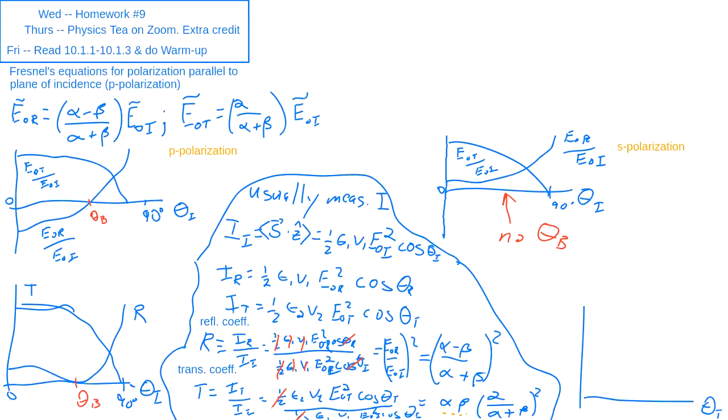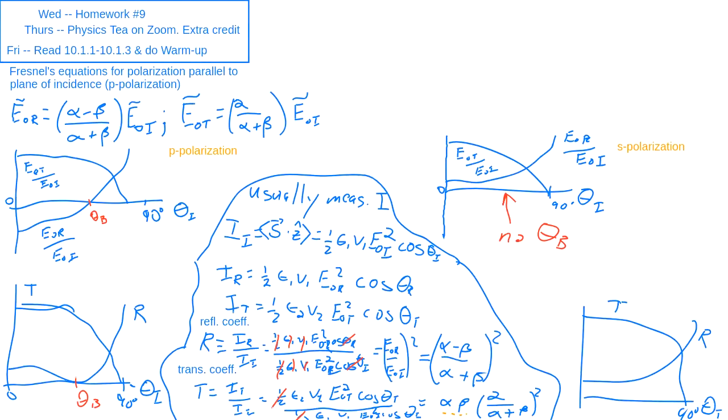For our S polarization, it's going to be a lot simpler though. This just starts off here and rises up to 100%. And this starts off at 100% and drops down to 0 at 90 degrees. This is our transmission, and that's our reflection coefficient.